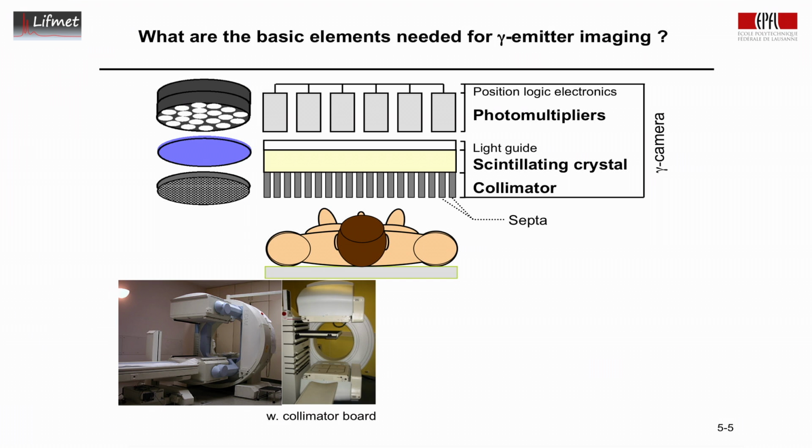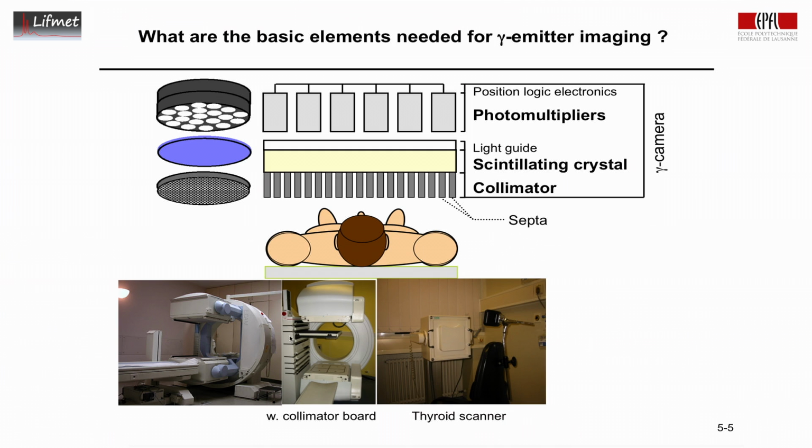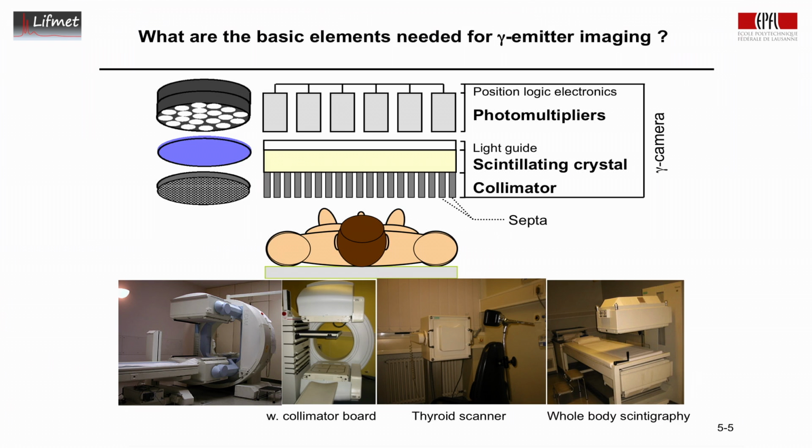So here is the same camera. Here's the gamma camera, top and bottom, and we have the collimator board here that's pulled out, so they have different collimator boards for this scanner. This is a thyroid scanner for the thyroid gland, and finally we have here a scanner for whole body scintigraphy. So here's the patient bed, here's the gamma camera, and this is moved up and down to do whole body scintigraphy.